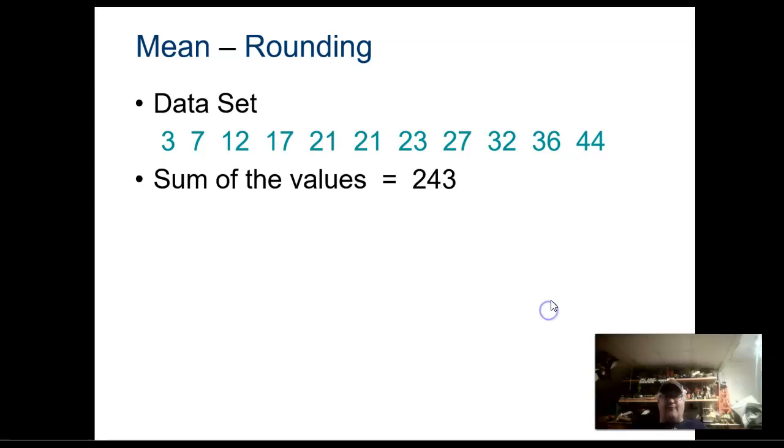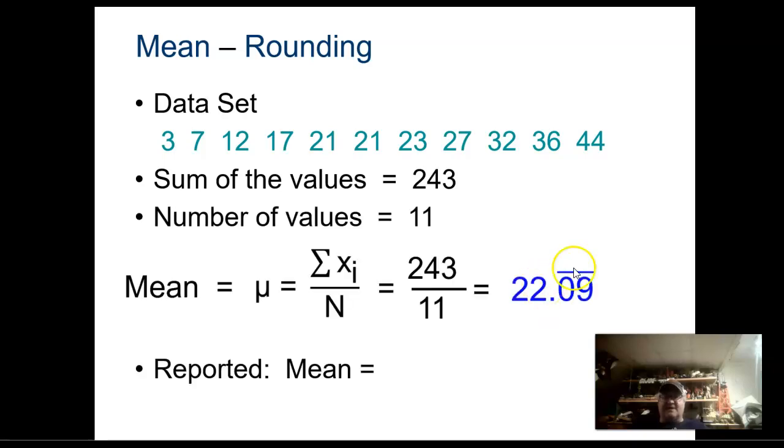So let's take a look here. Let's go ahead and round this up. We did this calculation, and here we are seeing the mean has calculated out to 22.09. We're going to round that up and actually report our mean as 22.1. So we will round that up.